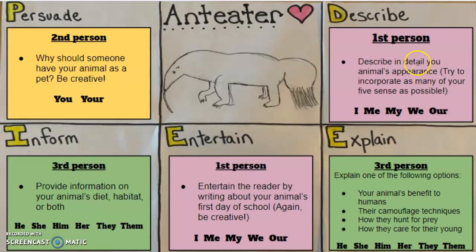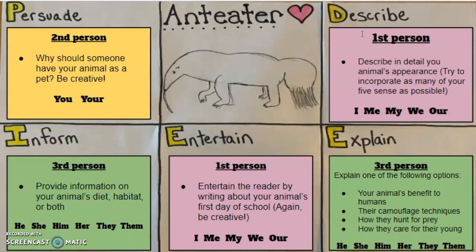Our last author's purpose type is describe, and this is going to be in first person. Describe is where you want to use as many of your 5 senses as possible. Now, maybe you don't know what a lion smells like. I get it. But you're trying to imagine what these 5 senses might be. So first person is the I, me, my, we, or our, and you're describing in detail your animal's appearance.